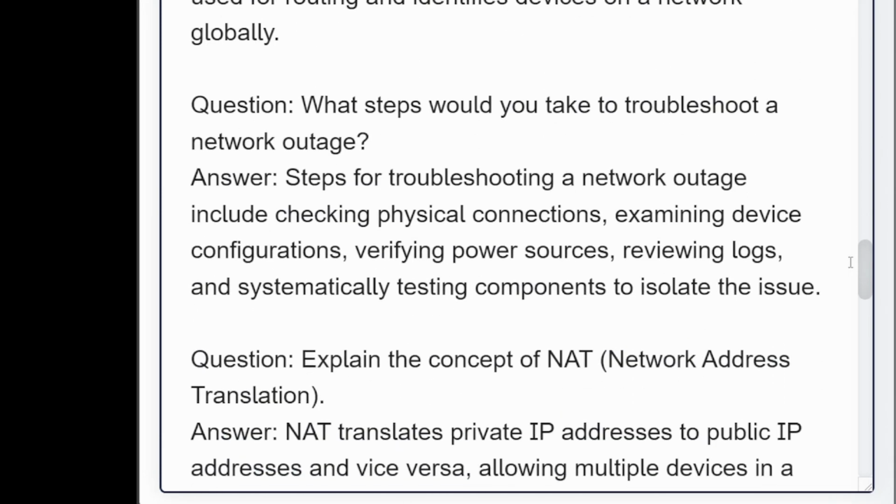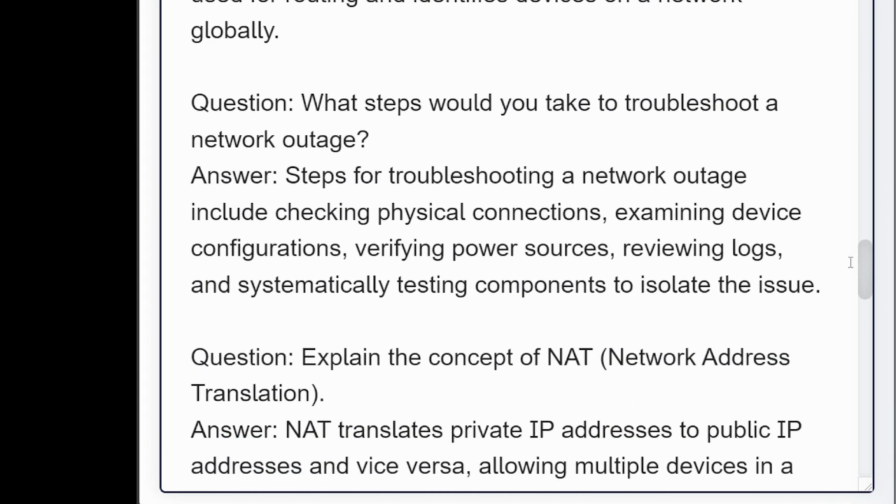Question: what steps would you take to troubleshoot a network outage? Answer: steps for troubleshooting a network outage include checking physical connections, examining device configurations, verifying power sources, reviewing logs, and systematically testing components to isolate the issue.